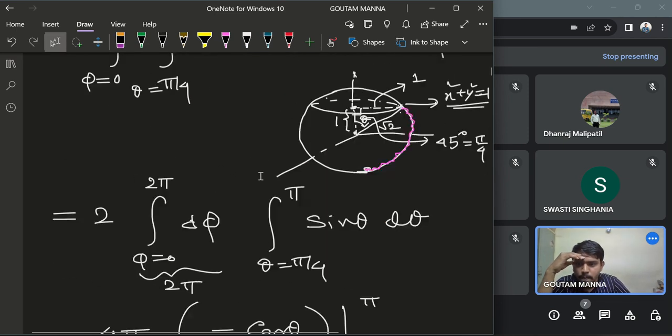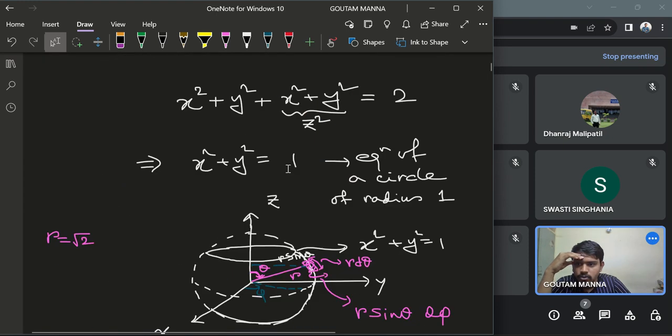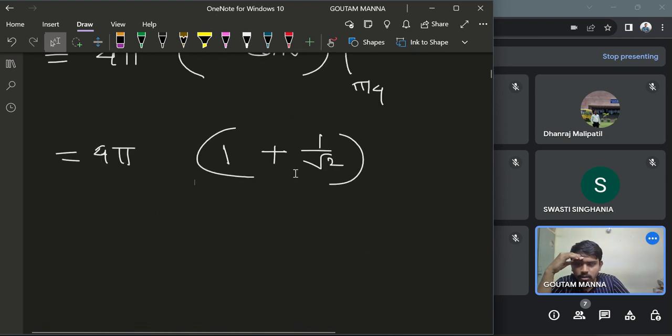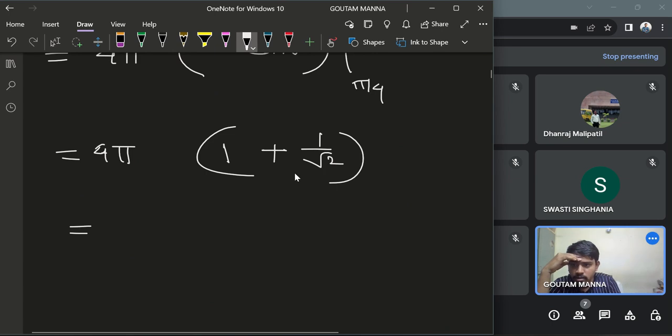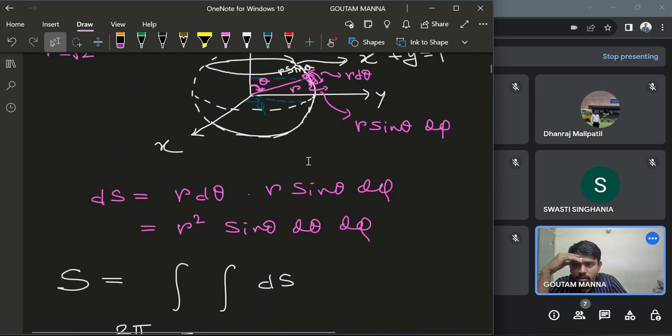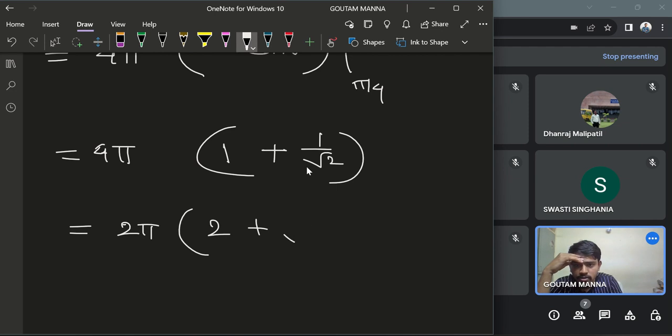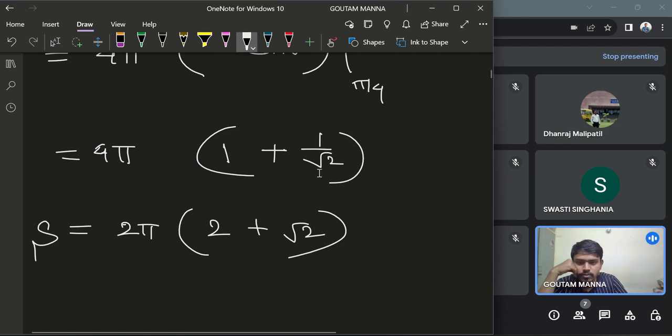Okay, now if I multiply, the options are there. So if I multiply by 2, then it will be 2 plus root 2. Okay, so this will be the area of this lower part.